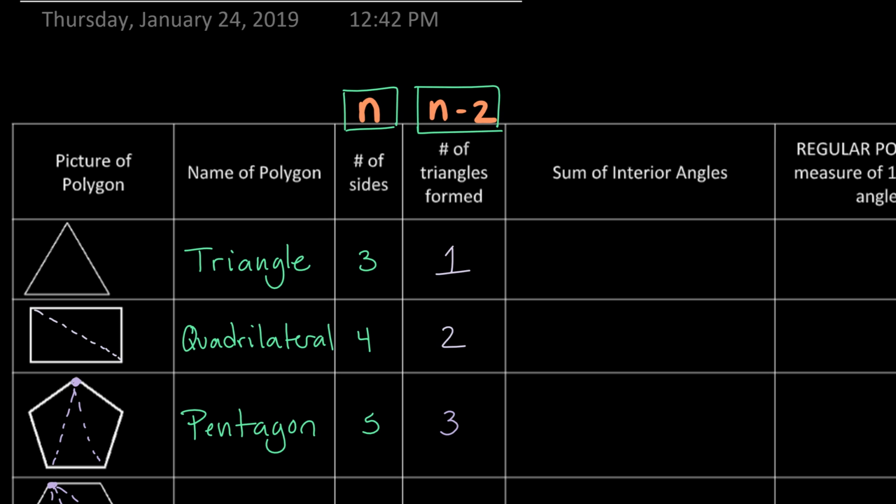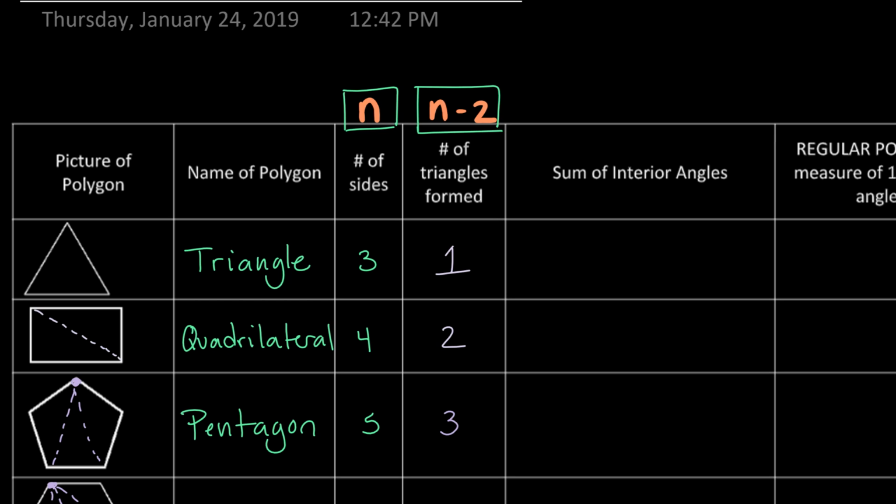180 degrees. So, if we know that a triangle sums to 180 degrees, can't we know from the number of triangles what all polygons sum to? Yeah. And how would we do that? We multiply 180 times the number of triangles, and boom, we have the sum of the interior angles. So, triangle is easy.